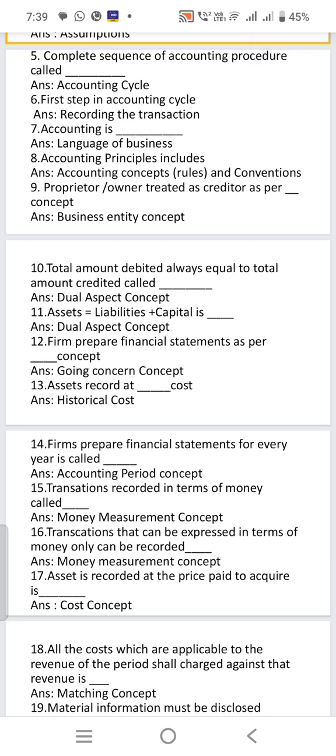The next question, 12th question: firms prepare financial statements as per dash concept. Already we said, as per the going concern concept, firms prepare financial statements.